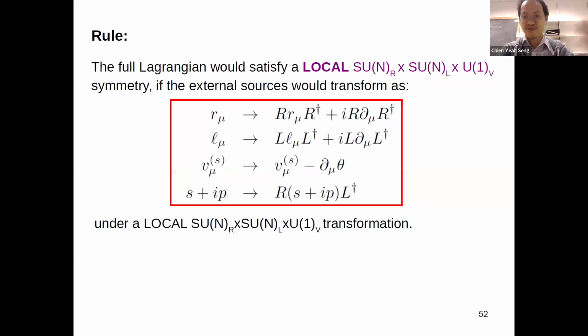This set of spurion transformation rules is there in ordinary QCD, and we want to impose the same set of rules in the chiral Lagrangian or in the effective field theory. That is how we implement explicit symmetry breaking terms into QCD and also into the effective field theory.